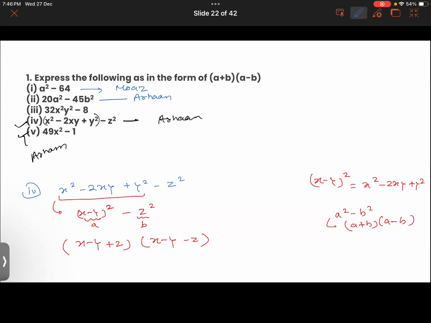Let's quickly solve these questions. Then we will discuss the division of two monomials, of a polynomial by another polynomial, etc. These things we will be discussing.